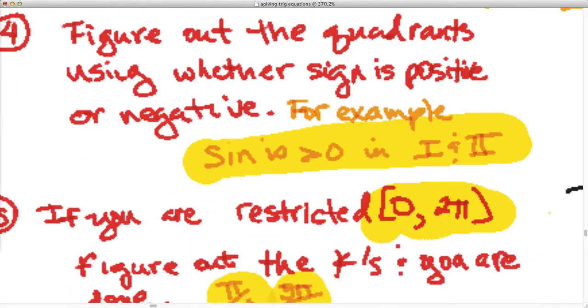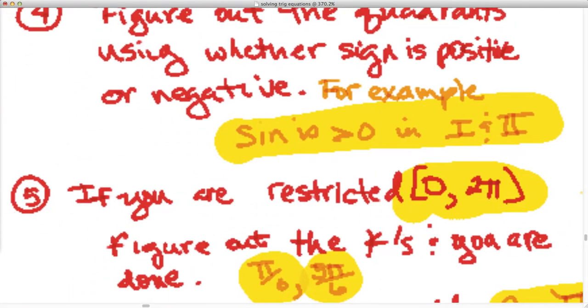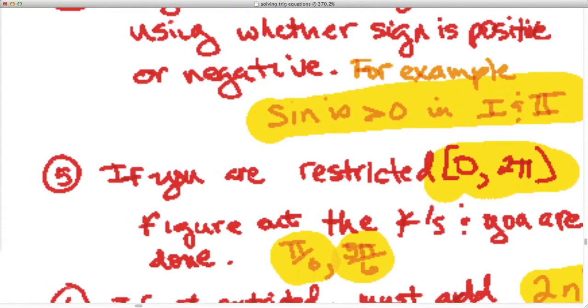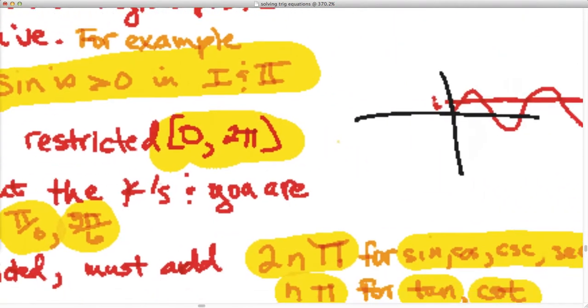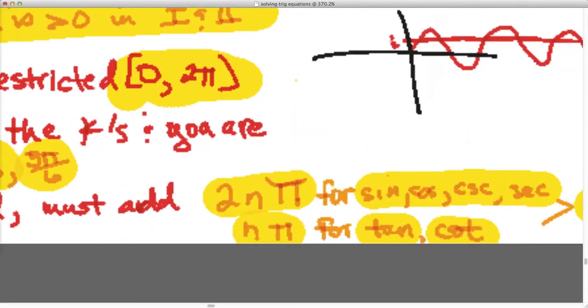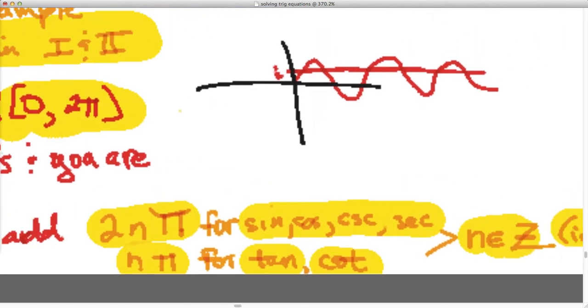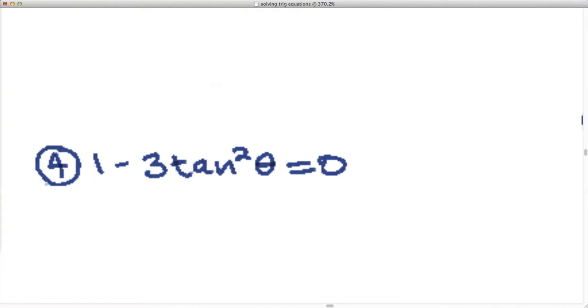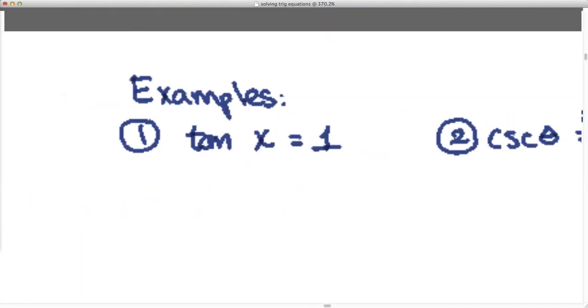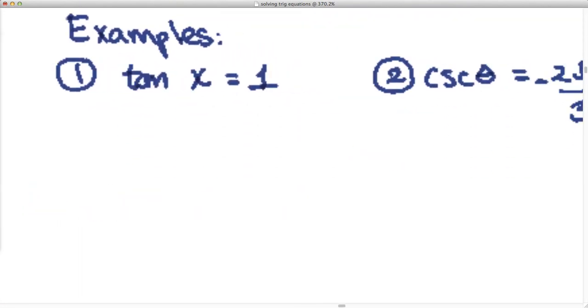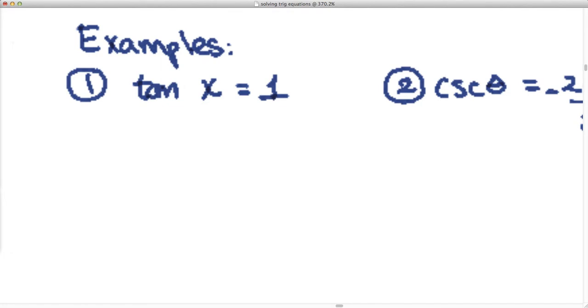And once you figure that out, if you're restricted between 0 and 2 pi, you're pretty much done. You just find your two angles. If not, then you got to add 2n pi or n pi depending on whether it's sine, cosine, cosecant, secant, or tangent, cotangent. So let's see that in action. That was a really fast overview. If you need more detail, just go back and watch the concept video.